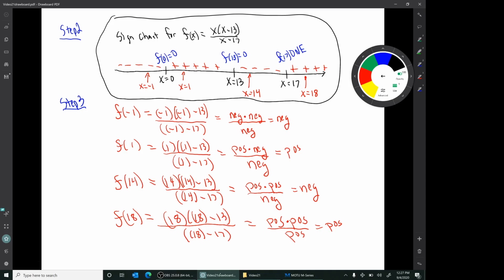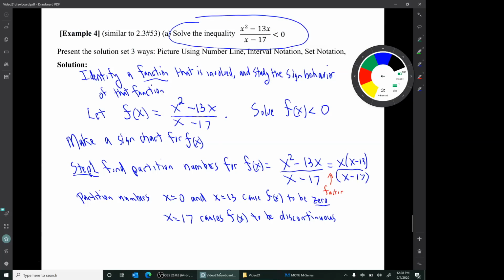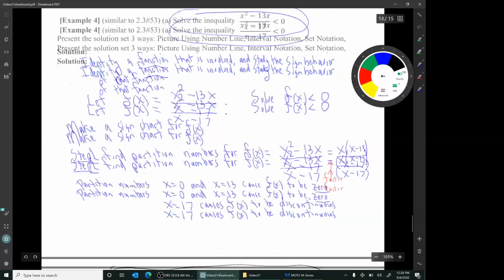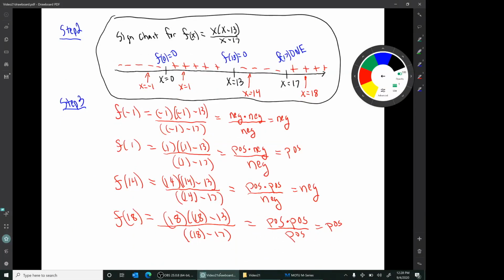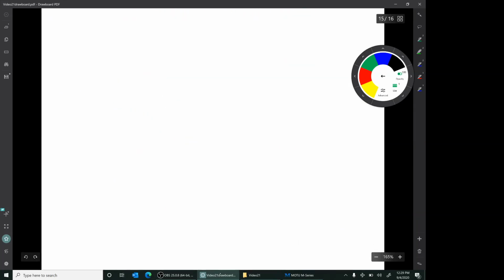And again, remember that I titled the sign chart and I put the behavior at the partition numbers. All 3 of these things turn out to be important in finishing this problem. So now where are we? Remember, we're supposed to solve this inequality, f of x less than 0. So there's the sign chart. Now we need to present our solution to the inequality f of x less than 0.